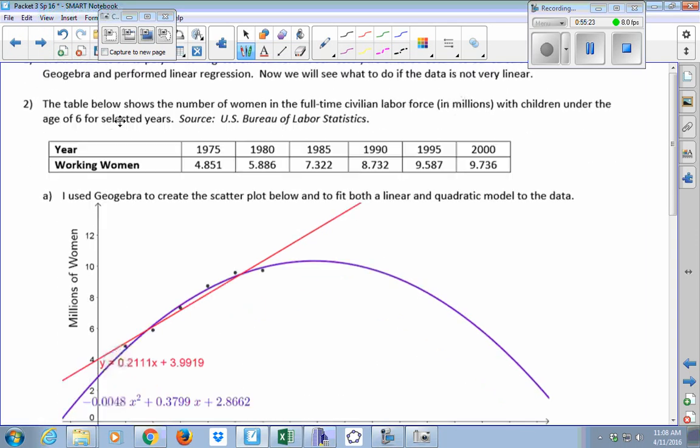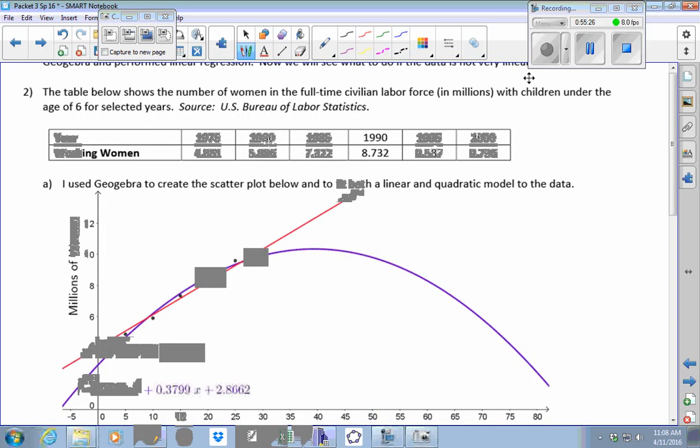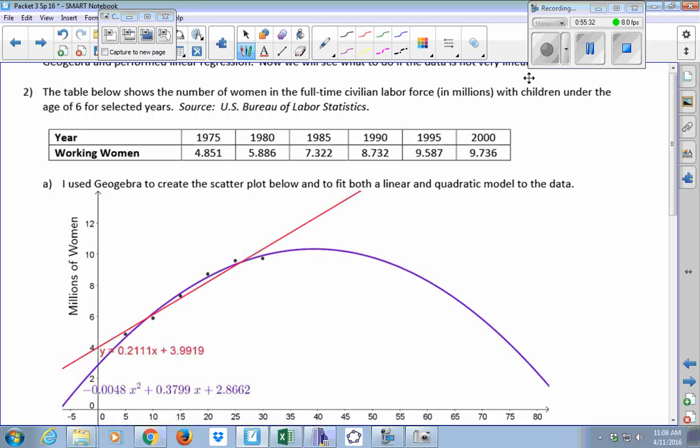So let's take a look at this first one. This is the number of women in the full-time civilian labor workforce measured in millions of women. And this excludes women in the military and probably women that are incarcerated. So this is the number of women in the full-time civilian labor force with children under the age of 6, and I've selected 5-year periods from 1975 to 2000. This was taken from the U.S. Bureau of Labor Statistics. So let's take a look at this. I used GeoGebra to create the scatter plot below. You see we have 1, 2, 3, 4, 5, 6 data points. This is the actual data, and these are the points that represent each of those data points.